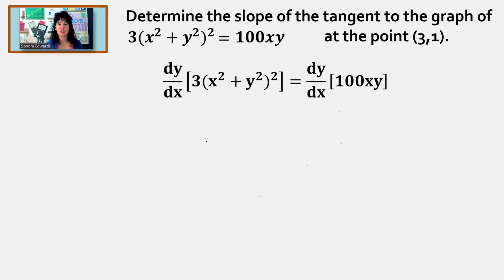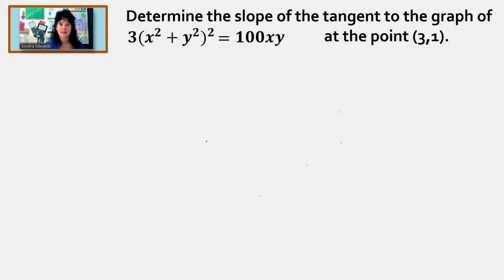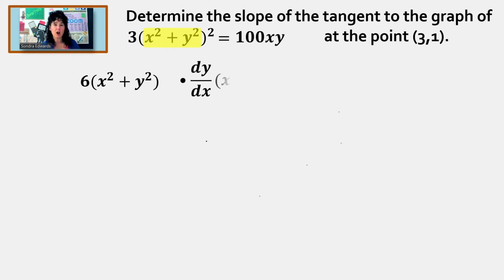Let's start with notation. I'm saying dy dx, taking the derivative of both sides. That is a little more detailed notation than just putting little prime symbols. Next, let's focus on the left-hand side. We have 3 and a whole bunch of stuff in there to the 2nd power. So everything in yellow is going to need to be chained on times the derivative of what's in yellow because it's not plain x. So let's start there. The 2 moves to the front, x squared plus y squared to the 1st power, but we want to chain on the derivative of x squared plus y squared. We could just put a little prime symbol.